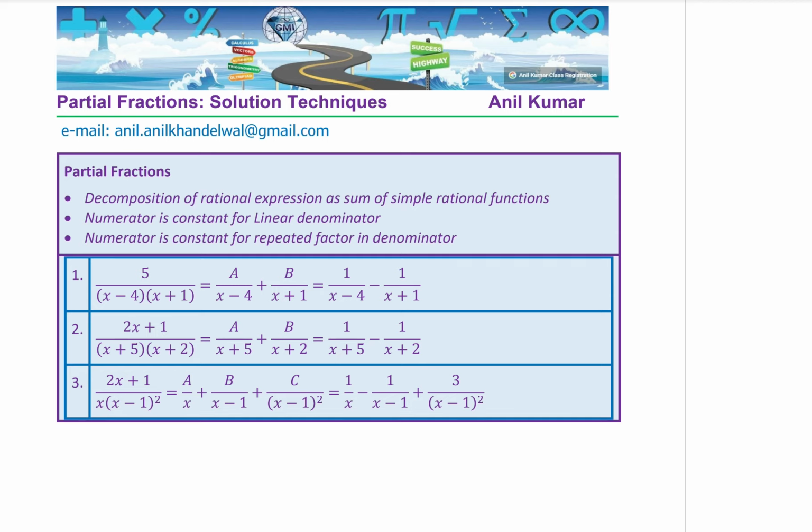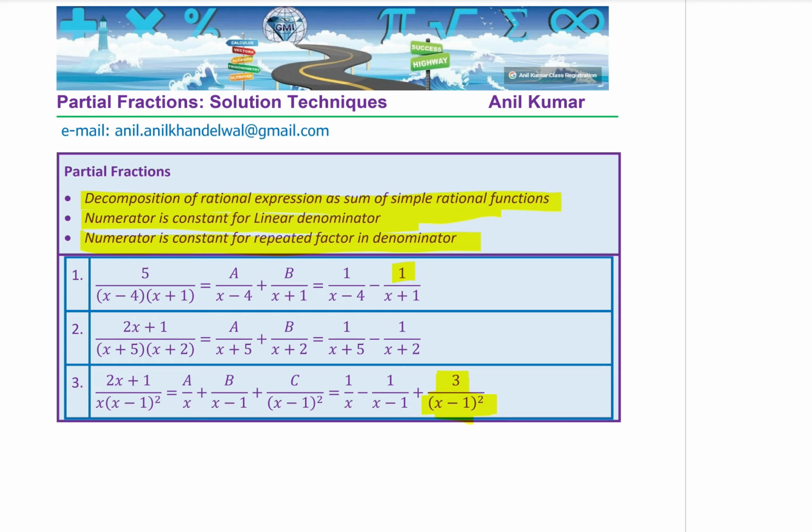So the idea here is to decompose the rational expression as sum of simple rational functions. Simple really means that the degree of numerator is lesser. In our case, numerator is constant since the factors were linear, right? So whenever we have linear denominator, we'll always have the numerator as a constant, 1 degree lower. While if it is a repeated factor, even then it is a constant as we saw here. You get the idea, right? So even if it is a repeated factor, it is a constant.